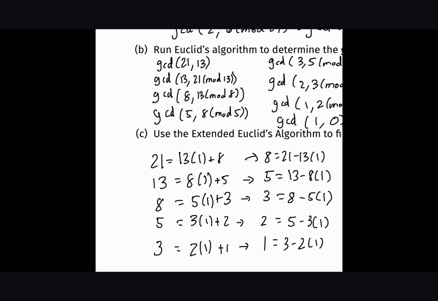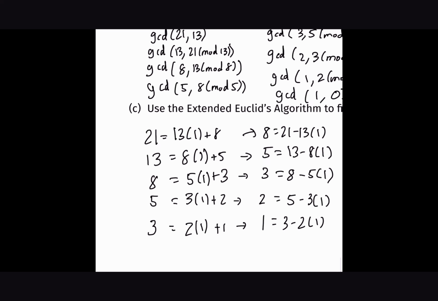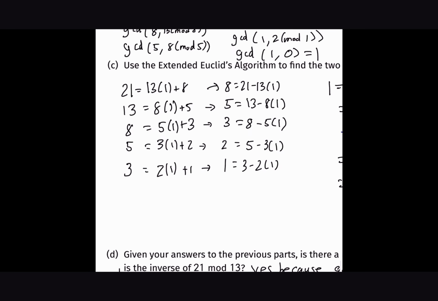So when we do that, we know that 21 mod 13 is equal to 21 equals some multiple of 13 plus a remainder. In this case, we use 1 multiple of 13 plus 8 for 21. We do the same for 13: 8 times 1 plus 5 equals 13 for 13 mod 8. And then we do for 8 mod 5 as 5 times 1 plus 3.